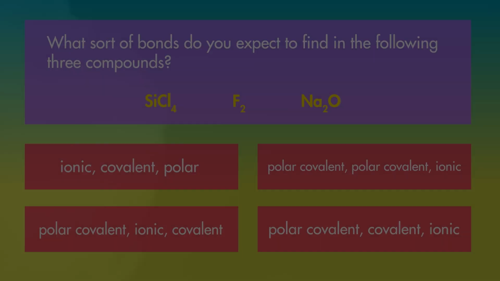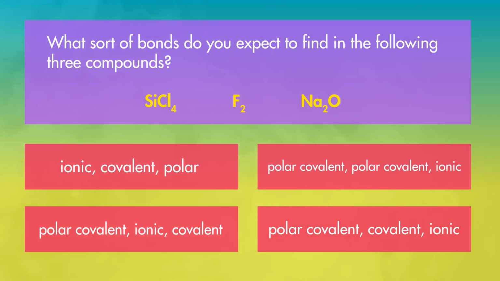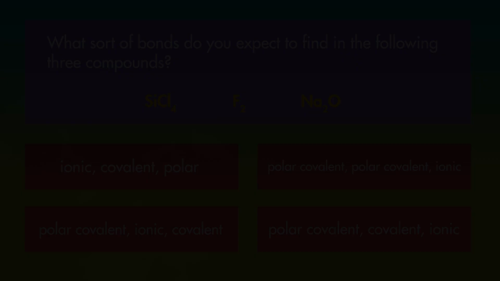Not quite. Remember that a genuine ionic interaction requires the combination of a metal on the left side of the periodic table with a nonmetal on the right. Not quite. Remember that a polar covalent bond requires unequal electron sharing, so the two atoms joined by the bond must be different.